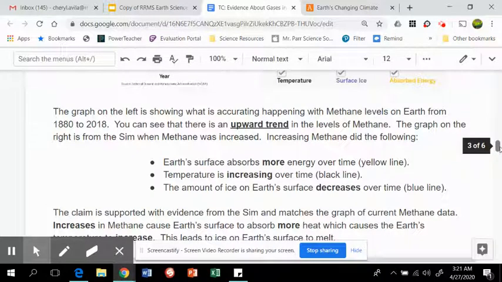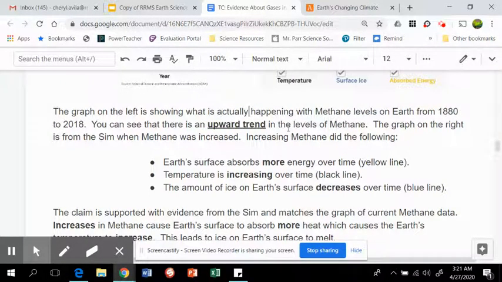The graph on the left is showing what is actually happening with methane levels on Earth from 1880 to 2018. You can see that there is an upward trend in the levels of methane. The graph on the right is from the sim when methane was increased. Increasing methane did the following. Earth's surface absorbs more energy over time, which is the yellow line. Temperature is increasing over time, which is the black line. And the amount of ice on Earth's surface decreases over time, which is the blue line.